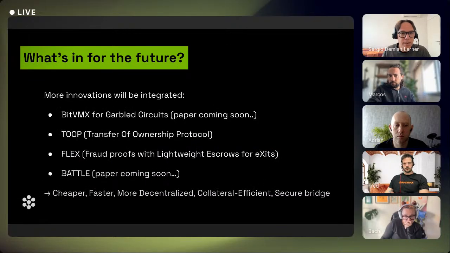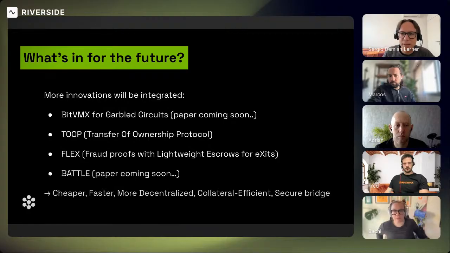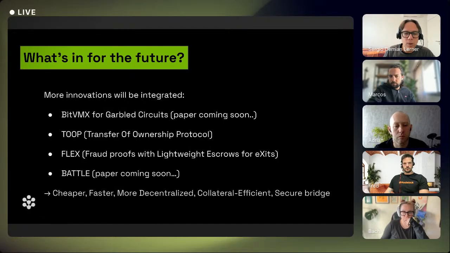And next one. Okay, so what's in the roadmap in the future? While we were working on the Union Bridge, we had a lot of new ideas from Rootstock Labs and from Fairgate Labs, and these are the ones that have been published or are soon to be published. So BitVMX for garbled circuits. This is a boost on the efficiency of the bridge, and there is a paper coming soon, and we will integrate this into the Union Bridge. Then there is the transfer of ownership protocol.